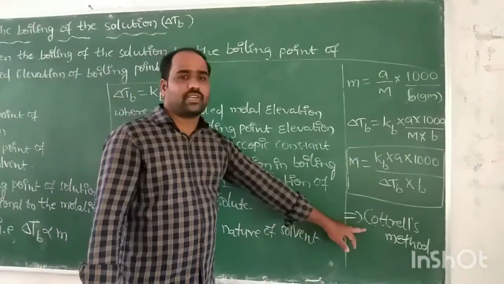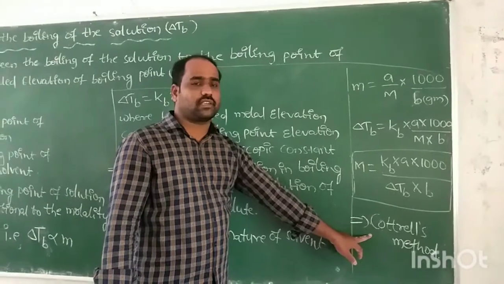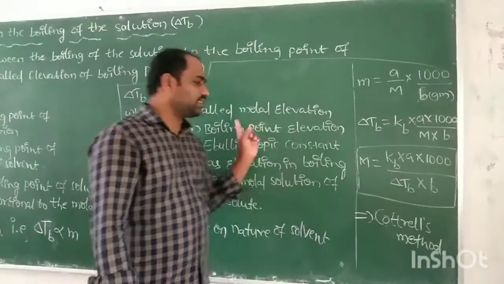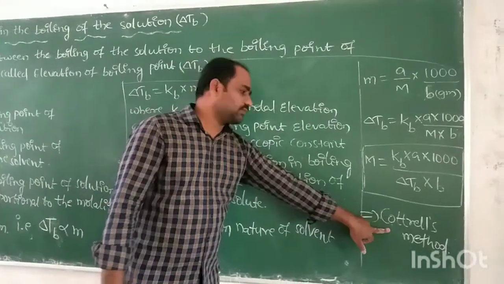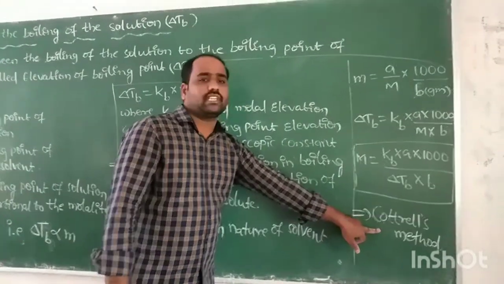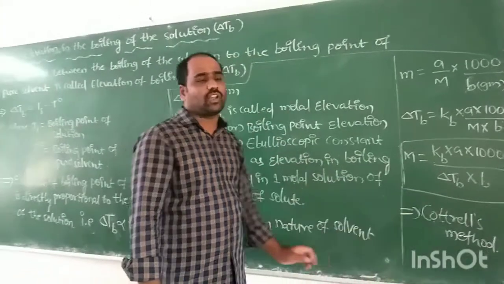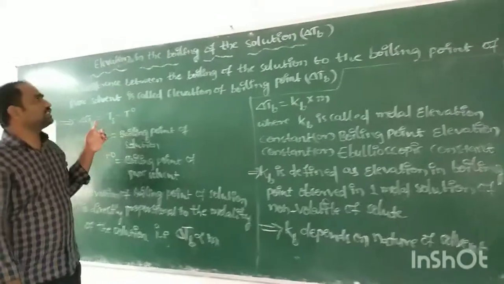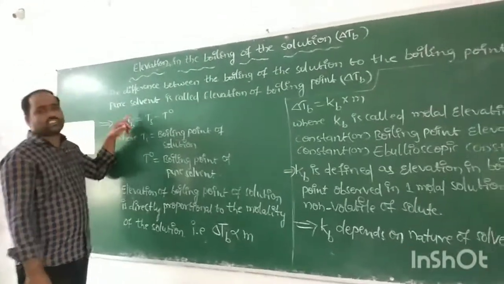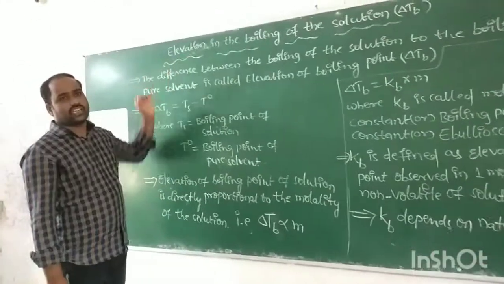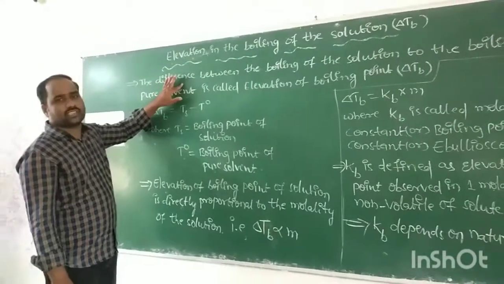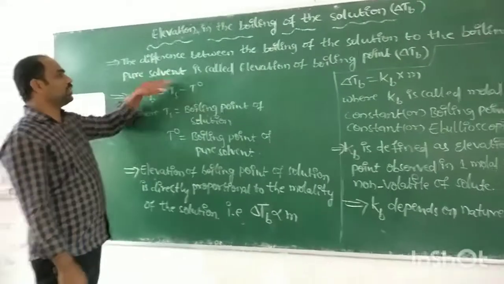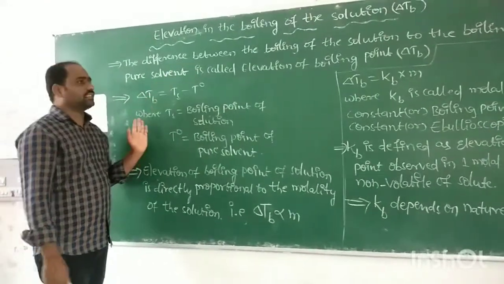Okay, the method used for the determination of the molar mass of the solute by using the elevation of boiling point is nothing but the Cottrell method. This Cottrell method is mainly used for the determination of the molar mass of the solute by using the elevation of boiling point. Okay, this one is the elevation of boiling point. This elevation of boiling point is the second colligative property. Elevation of boiling point is nothing but the difference between the boiling point of the solution and the boiling point of the solvent.